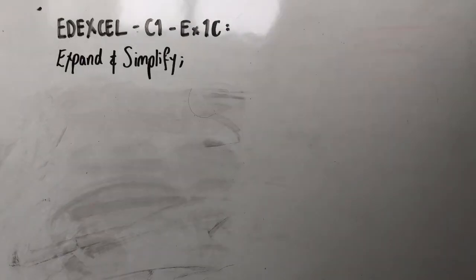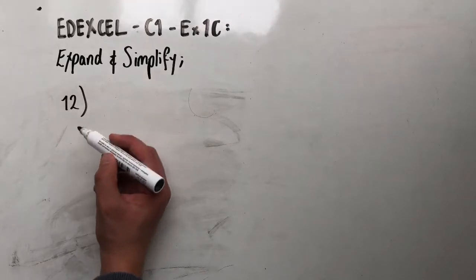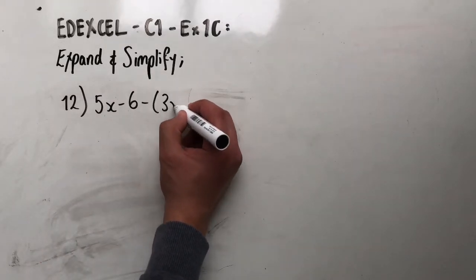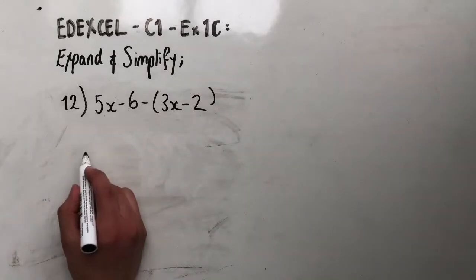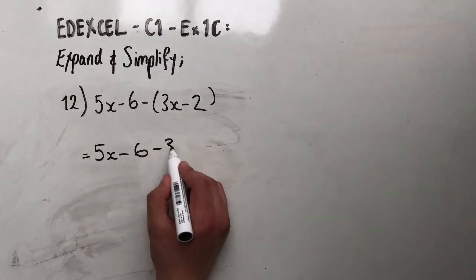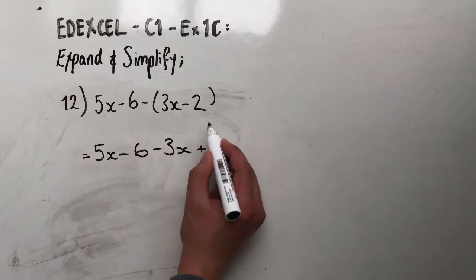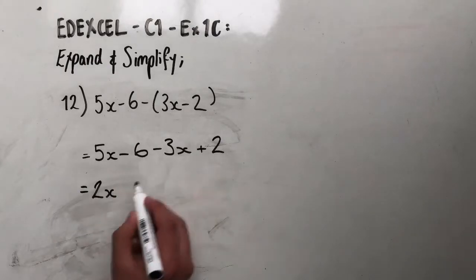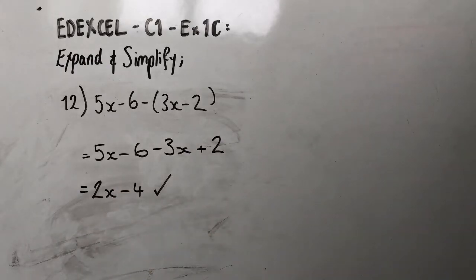Question 12 here, we have 5x minus 6 minus open brackets 3x minus 2. Now the 5x and the minus 6 we're going to leave alone for a minute. We're going to deal with the bracket. Now the bracket is essentially being times by minus 1. That's what the negative sign means. So we times the 3x by minus 1 is negative 3x. Minus 2 times minus 1 is positive 2. Then we just tidy up the terms: 5x minus 3x is 2x. Minus 6 plus 2 is just plus 4.